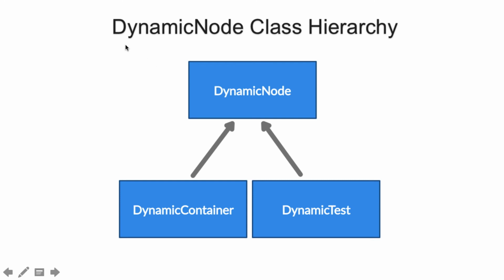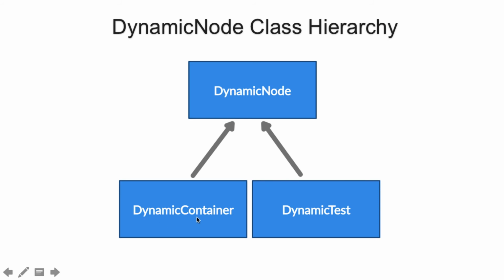So friends, here you can see the dynamic node class hierarchy. Dynamic node is an abstract class, and usually dynamic tests are written, which return a dynamic test instance or a collection of dynamic test instances.